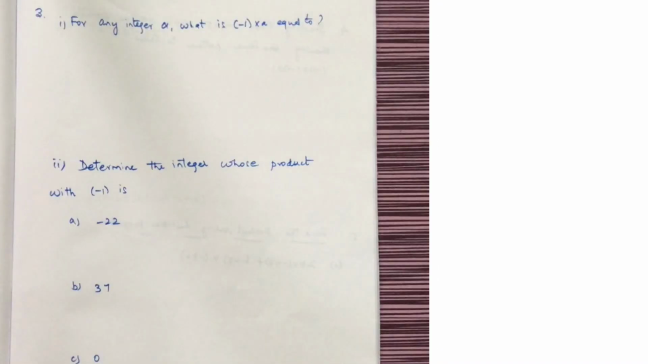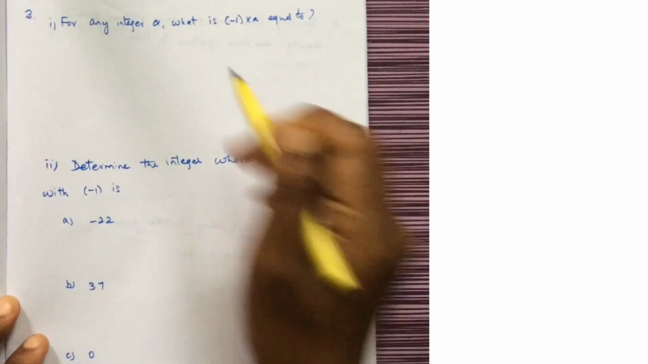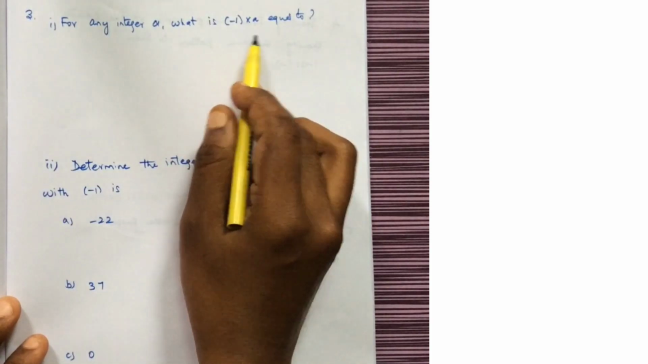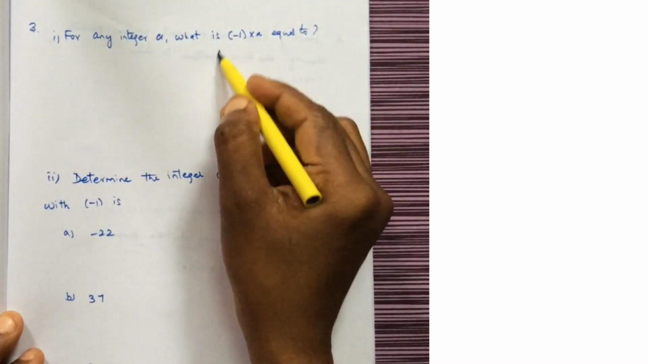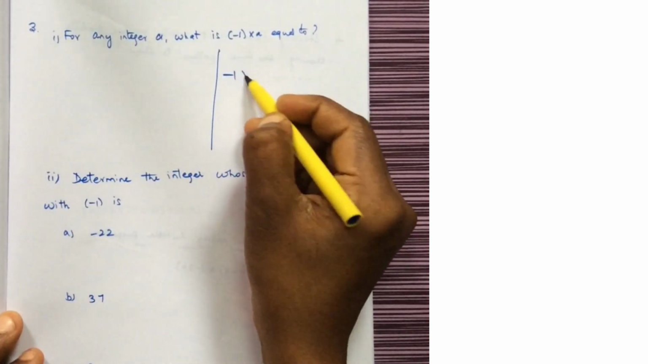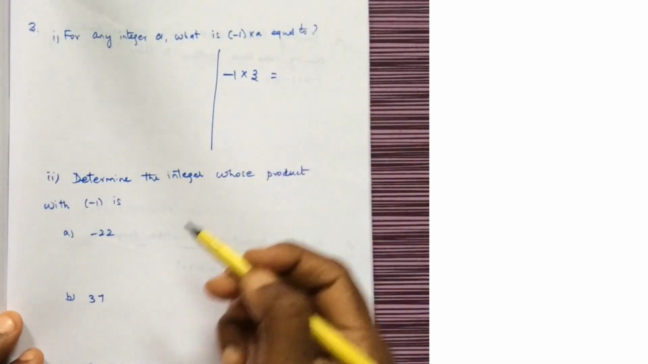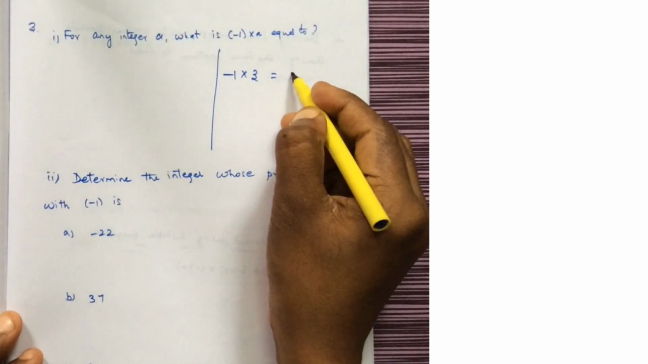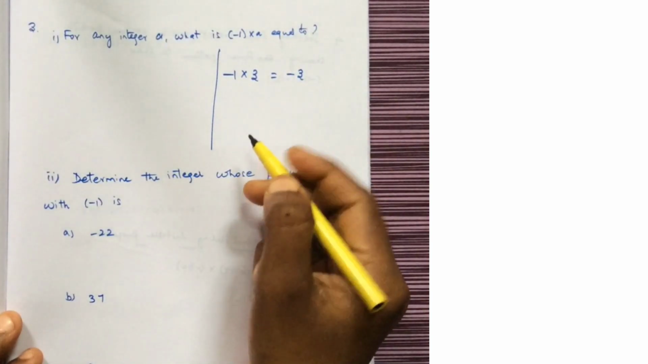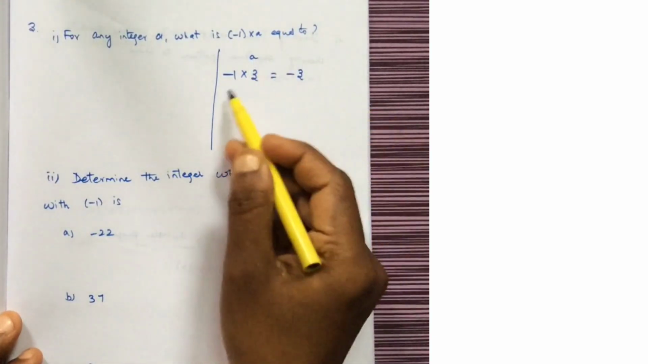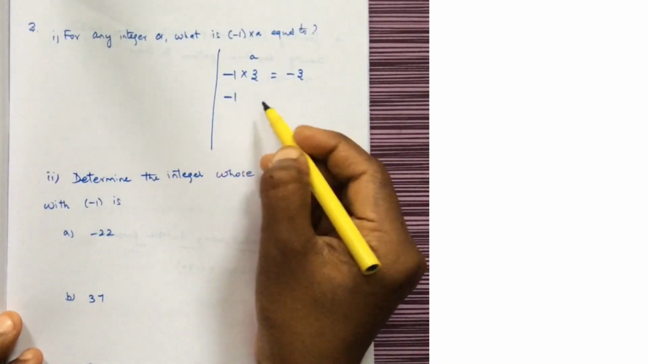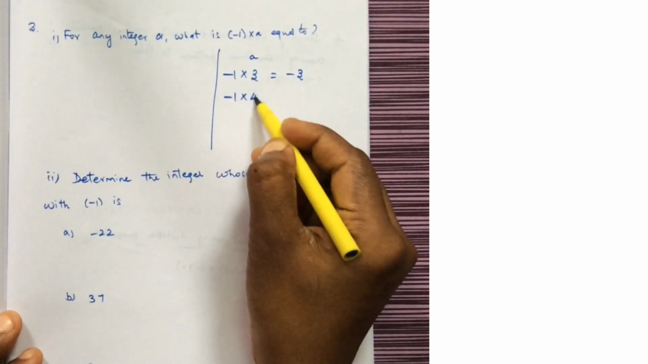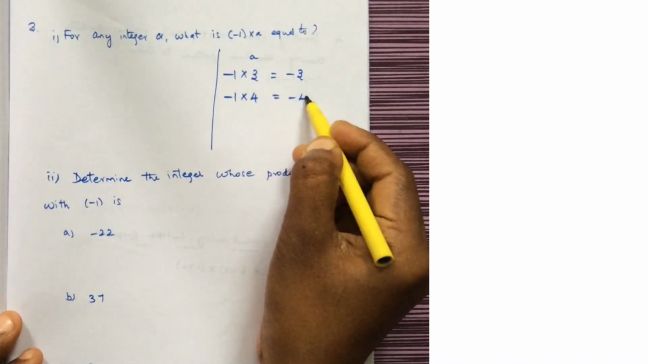Okay, next question is, for any integer a, what is minus 1 multiplied by a? So take any integer a, suppose you consider minus 1 multiplied by 3. What is the answer? The answer is minus 3. Okay, here a is this, the answer is minus 3. Suppose what is minus 1 multiplied by 4? The answer is plus into minus, minus 4.